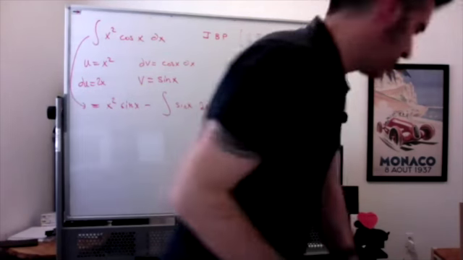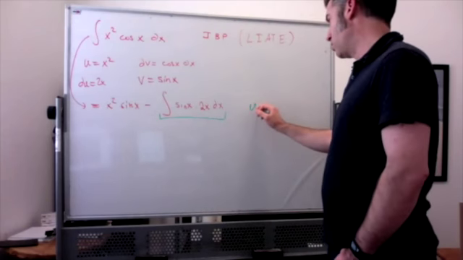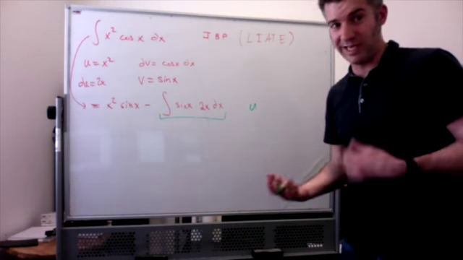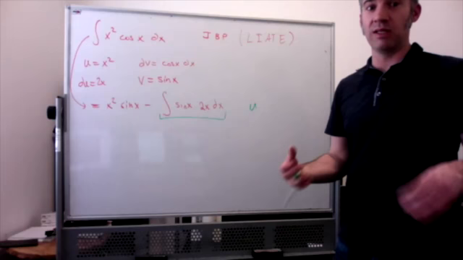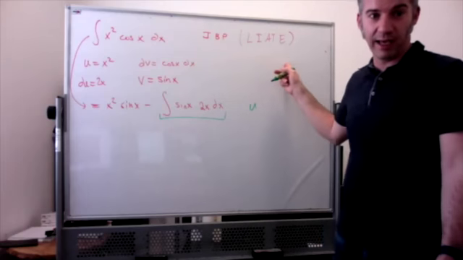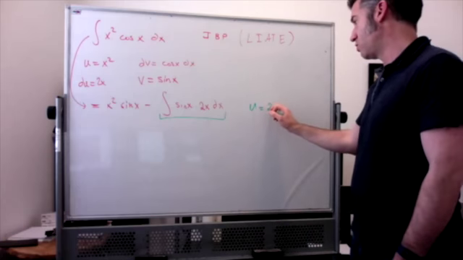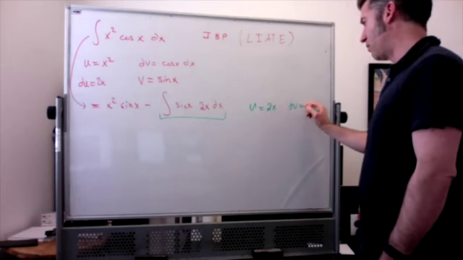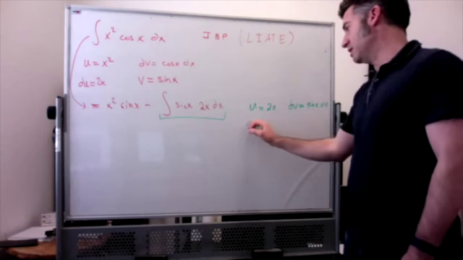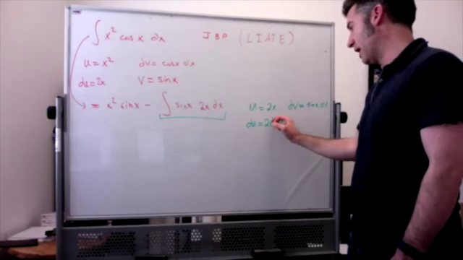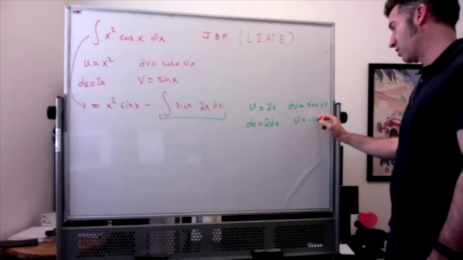Let me use a different color. So for this integral here, we're going to let... if you're doing integration by parts more than one time, you should be making the same sorts of choices, meaning the u thing should be the same type of thing, and the dv thing should be the same type of thing. So u should be 2x, and dv should be the rest, which is sine x dx. du is going to be 2 dx, and v is going to be the antiderivative of sine, which is negative cosine of x.